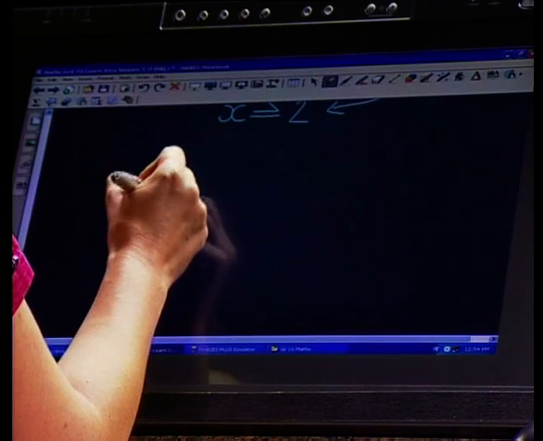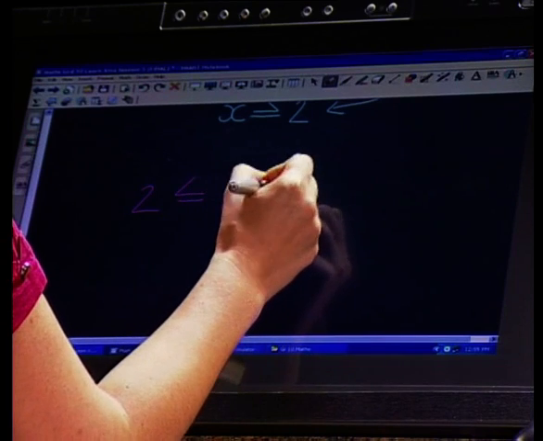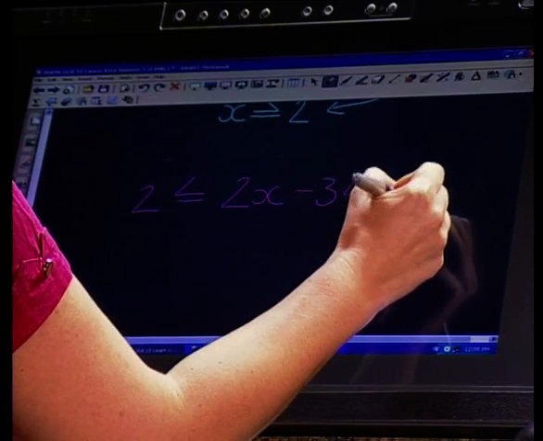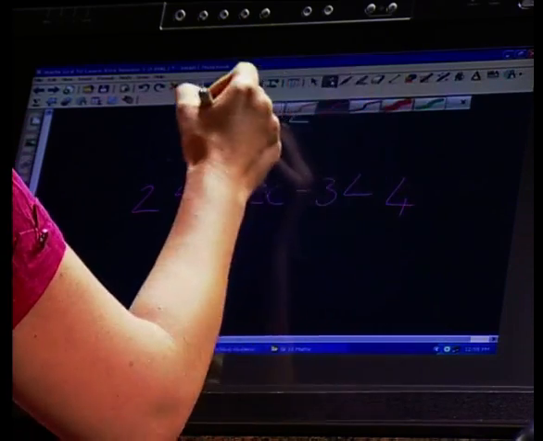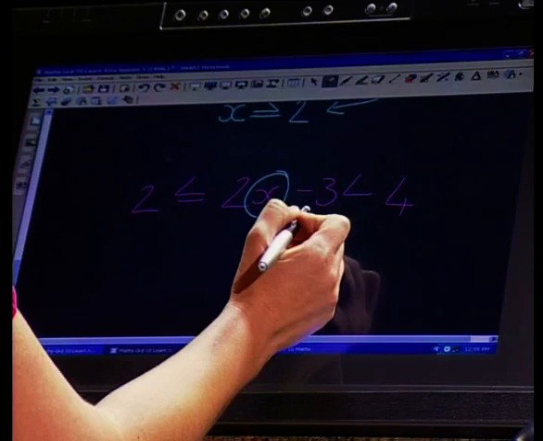Okay, so let's start with the question. 2 is less than or equal to 2x minus 3, which is less than 4. Now we need to solve for x. So that's what we're going to have left in the middle at the end.